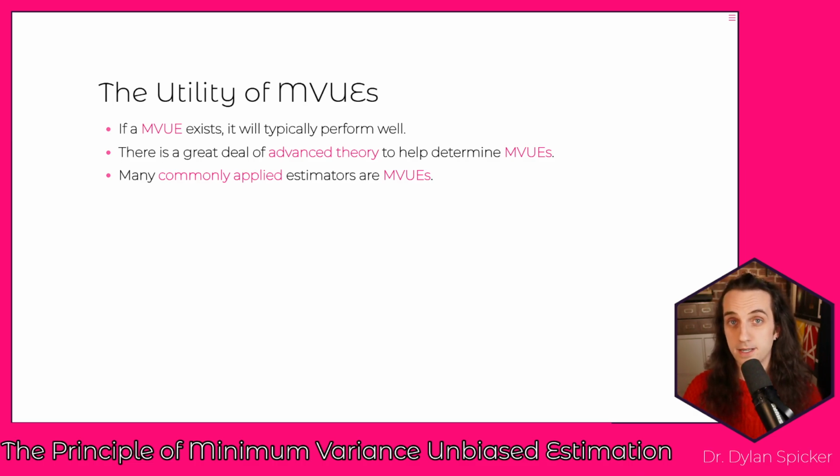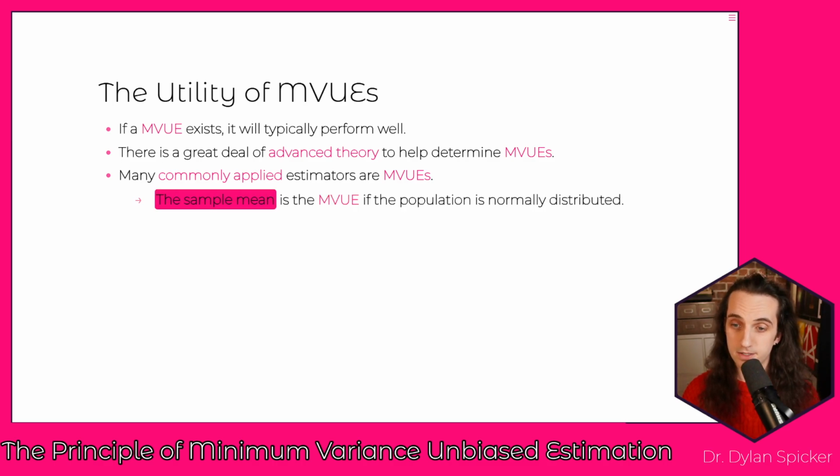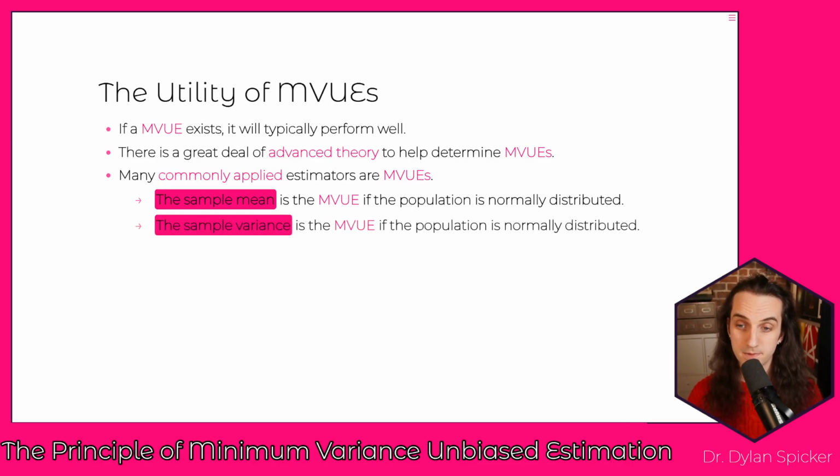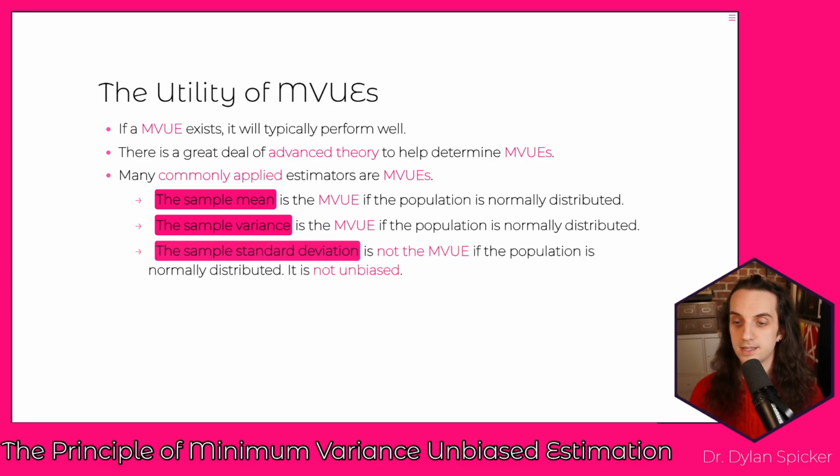Many commonly applied estimators are actually minimum variance unbiased estimators. So for example, the sample mean is the MVUE if the population is normally distributed. The sample mean is always an unbiased estimator, but for some distributions, it's not going to be the minimum variance unbiased estimator. The sample variance is the MVUE if the population is normally distributed. Right, so among all unbiased estimators for the population variance in a normal population, the sample variance is going to give you the smallest overall variance, and so then that's going to be the MVUE.